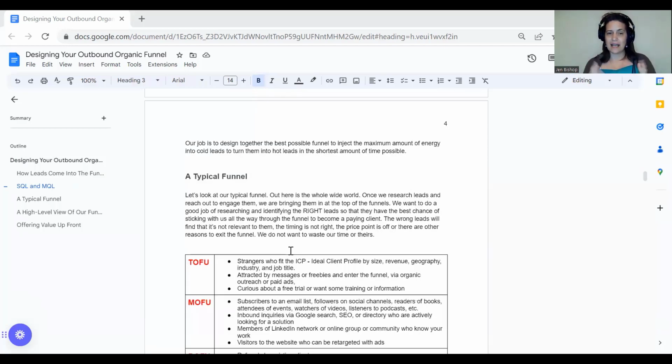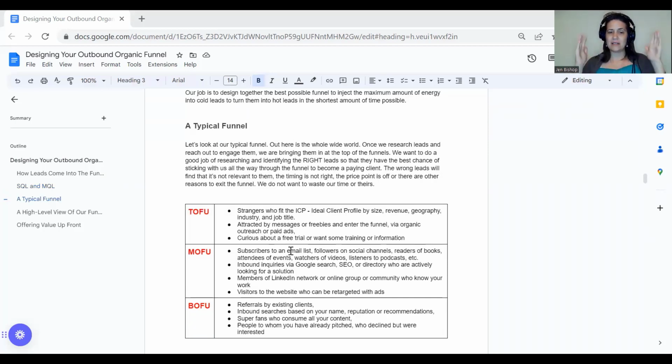So ultimately, our job together is to design the best possible funnel and to inject the maximum amount of energy into cold leads and turn them into hot leads. And we want to do it in the shortest amount of time possible. Okay, so when we're designing a typical funnel, we want to look at the whole world out there, all of the billions of people in the world, and we want to research those people and find the ones that fit the basic criteria of our ideal clients.